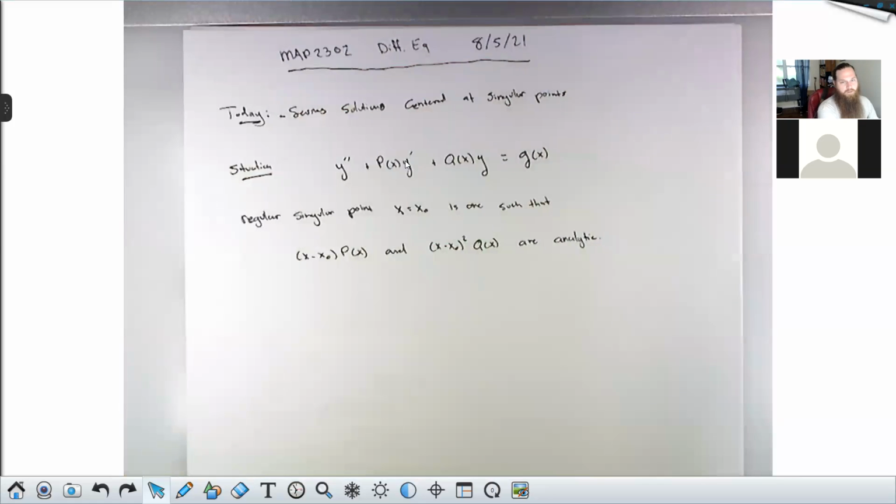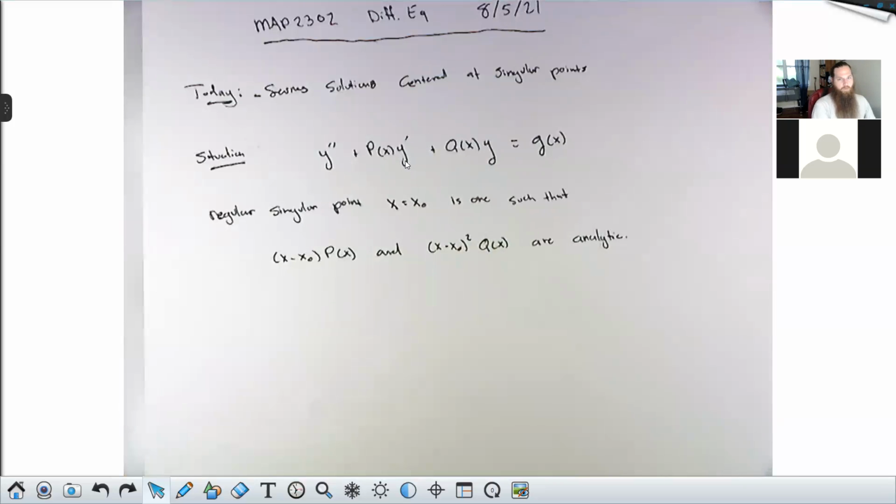Right, so in order for it to be a singular point, we need P and Q themselves, or one of P or Q, to not be analytic at x equals x naught. And then we call that a regular singular point if when you multiply it by x minus x naught, P becomes analytic, and multiply by x minus x naught squared, Q becomes analytic.